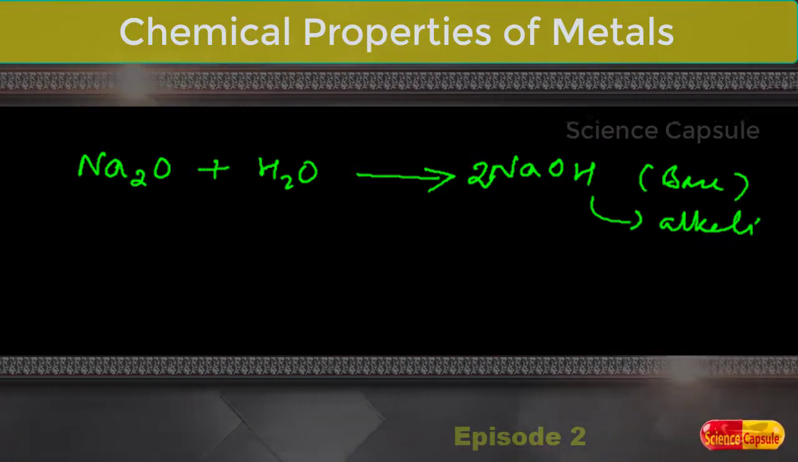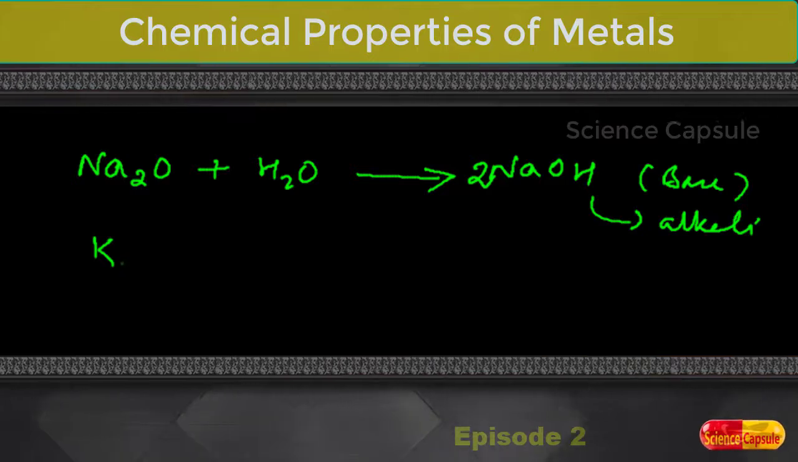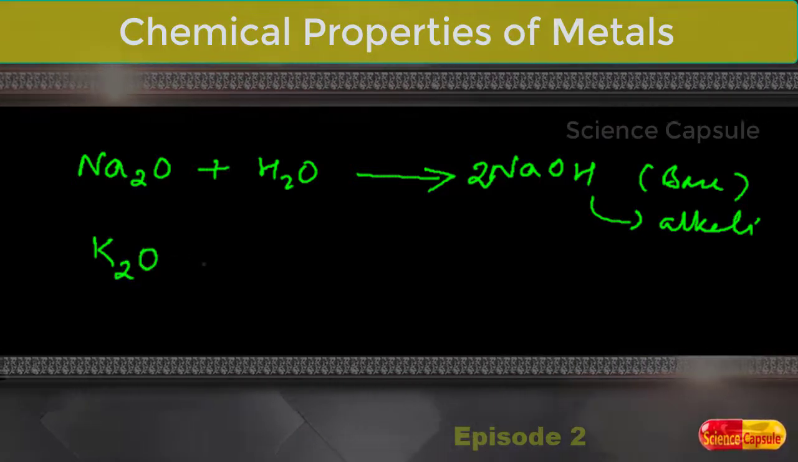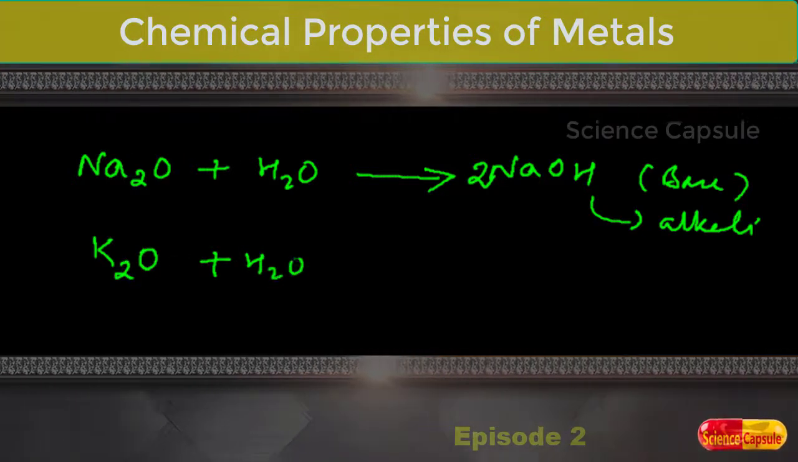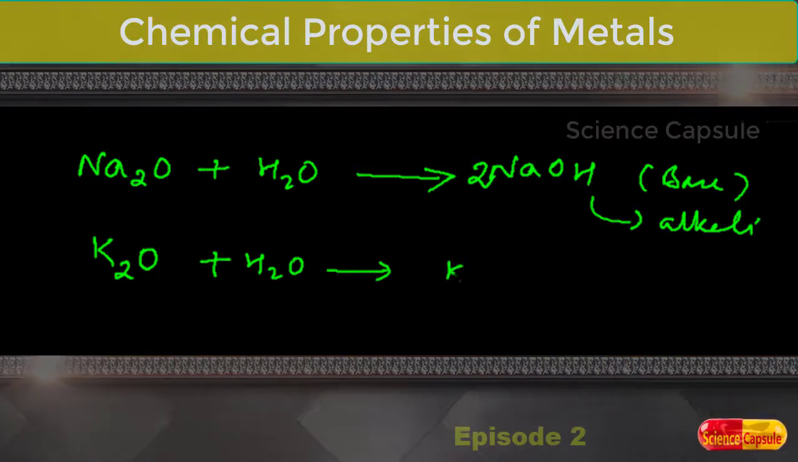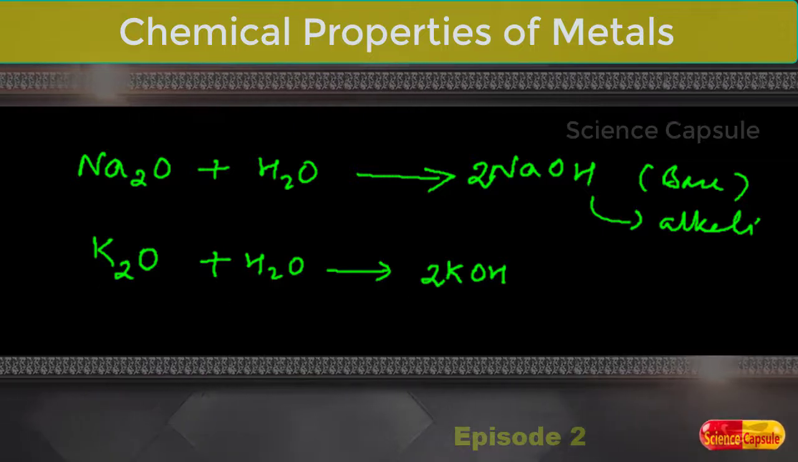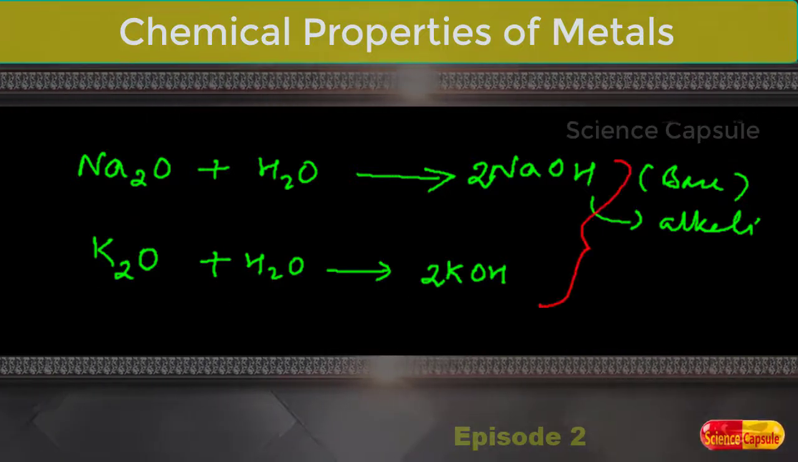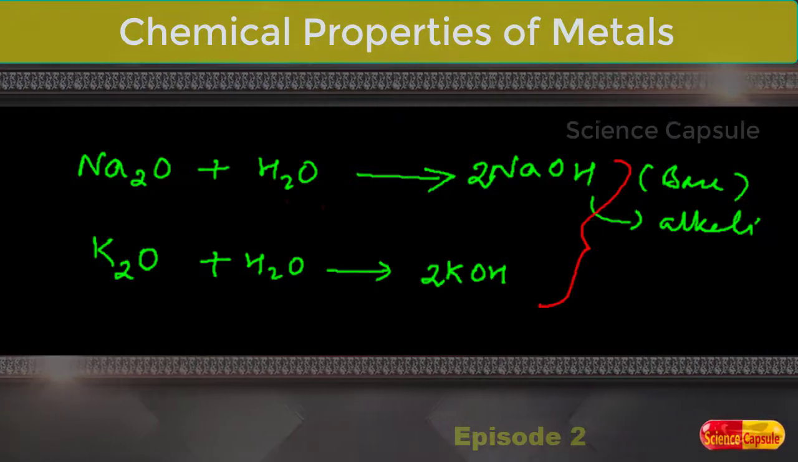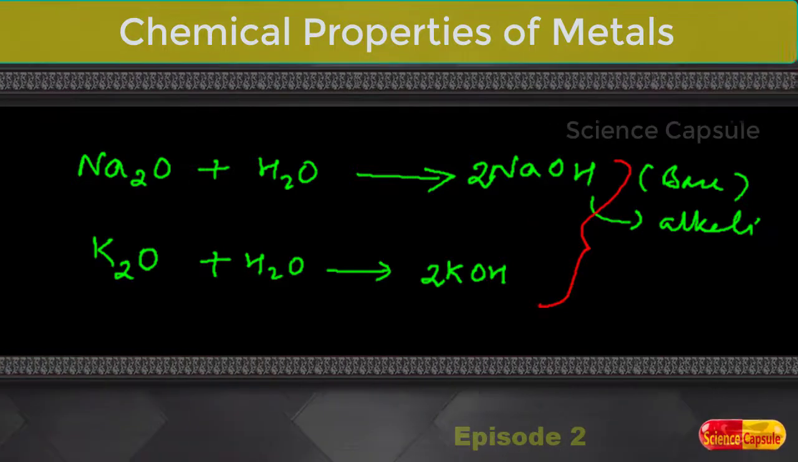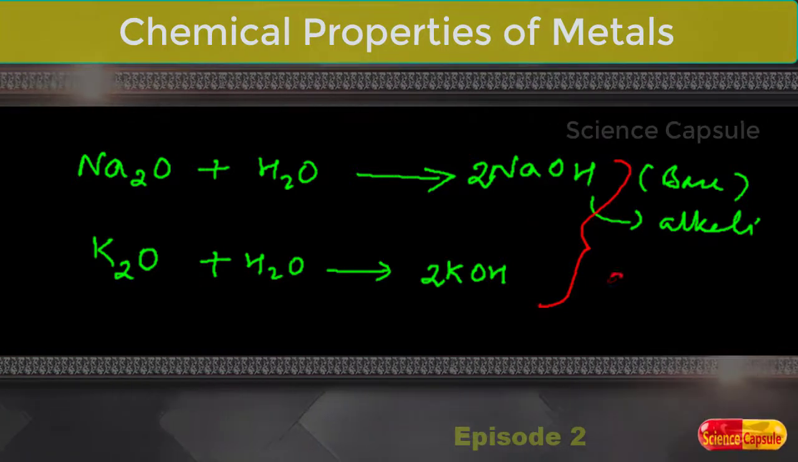Got it? Likewise, you see potassium can react with oxygen and form potassium oxide, and when it dissolves in water then we get KOH. So to balance this, the reaction is balanced. Here the metal oxide dissolves in water and forms a base. Such a type of base is called alkali.